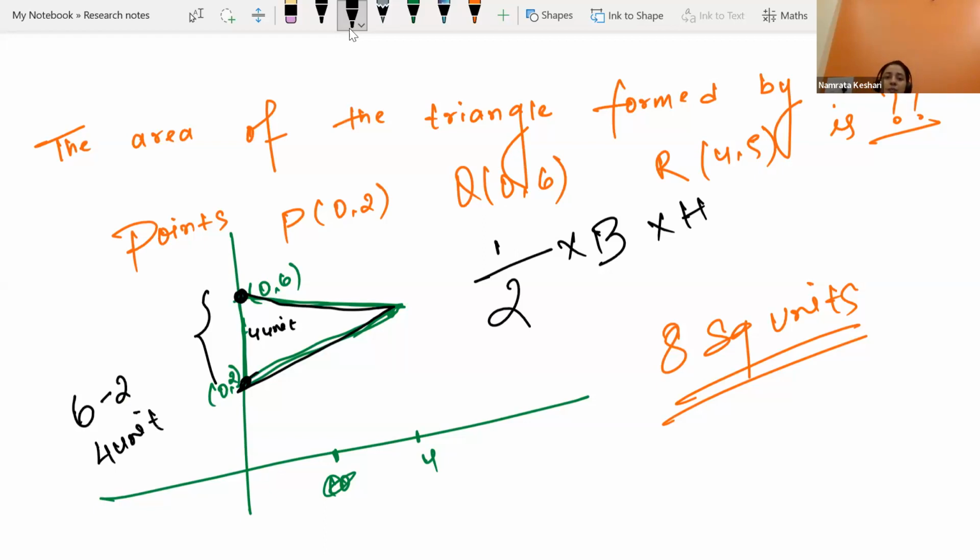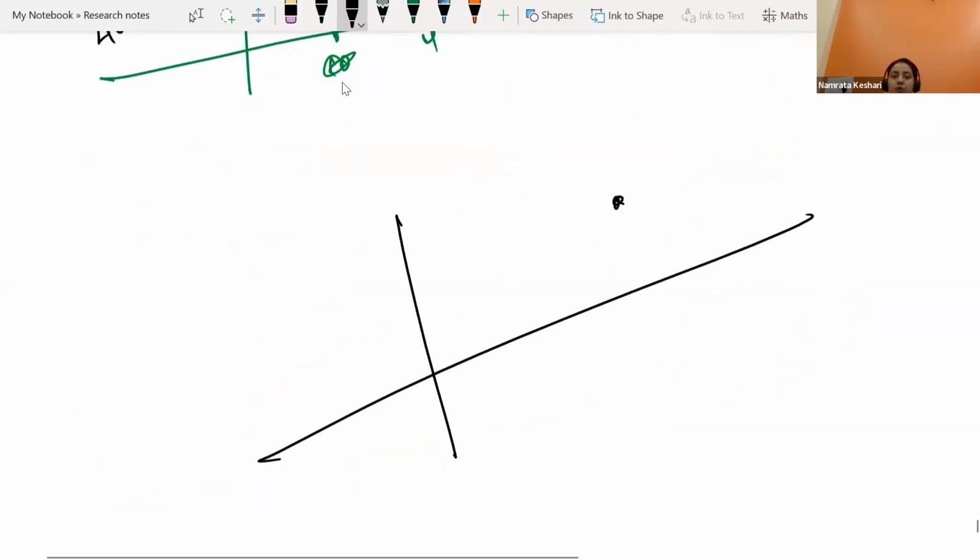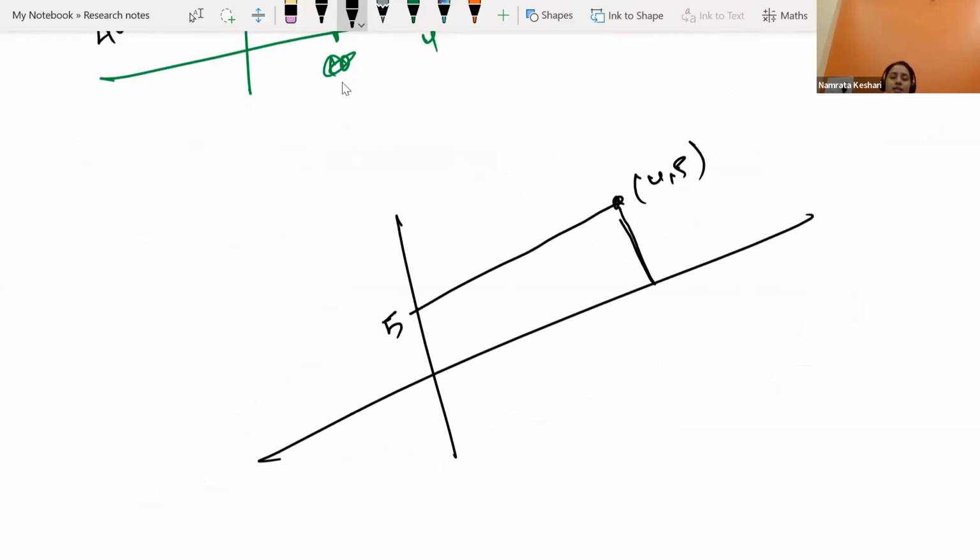On this base, we will be dropping a perpendicular. Here we know the coordinate was (4, 5), that point we have located. If you drop a perpendicular from the point (4, 5), it will touch the y-axis at 5. Is it so? Yes, ma'am. And it will touch the x-axis at 4. Yes or no?